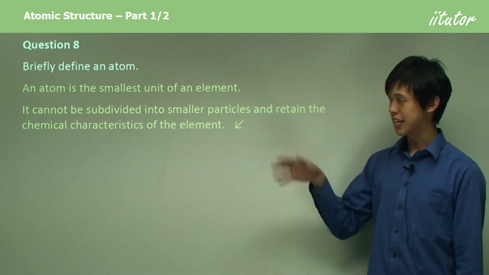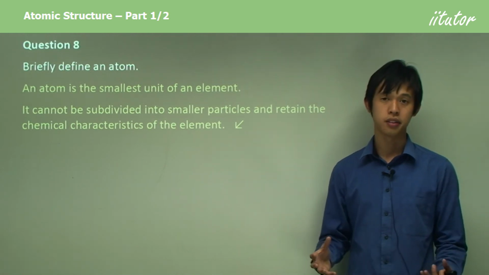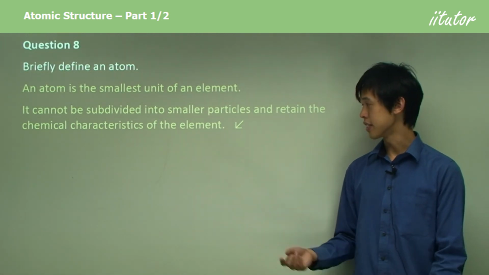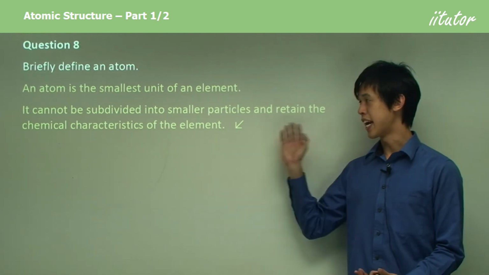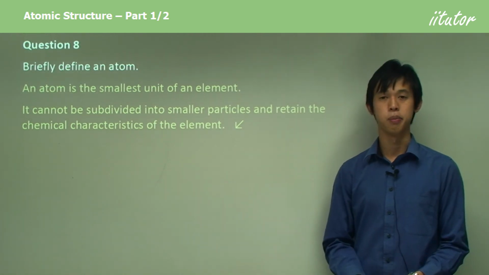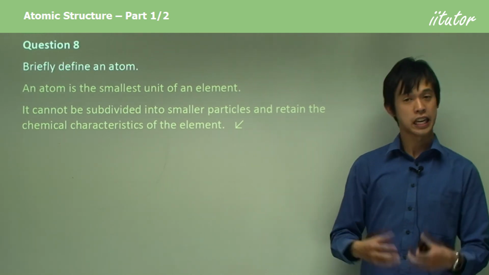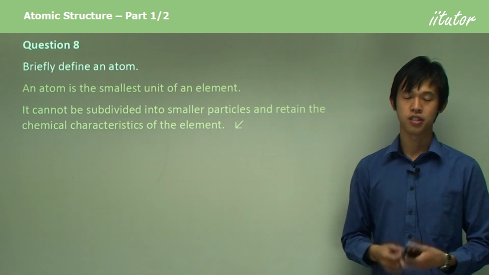The first part of that sentence is deceiving because you can split an atom into subatomic particles. You can have protons, neutrons, and electrons. But the difference is that if you were to do that, none of those particles would retain the chemical characteristics of that element. So for instance, if I took helium, it has 2 protons, 2 neutrons, and 2 electrons.